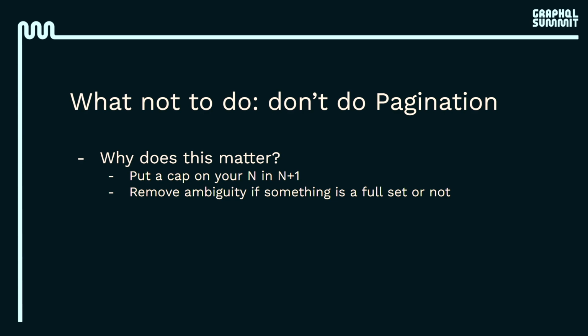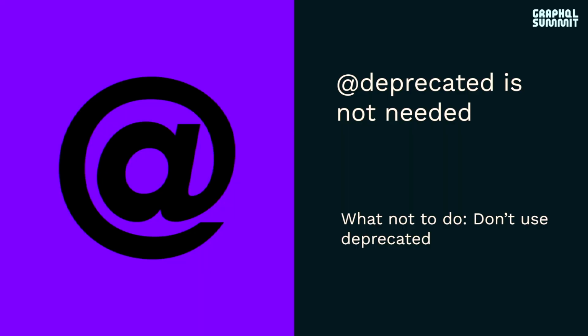The other part is it removes the ambiguity. When you add pagination, you're telling them like, hey, this list can be this big. You may have stuff coming next. You may not have stuff coming next. When you don't have pagination, you'll never know if that's the full list. Is there another thing I can grab? Is there more in this data set? Without pagination, who knows?